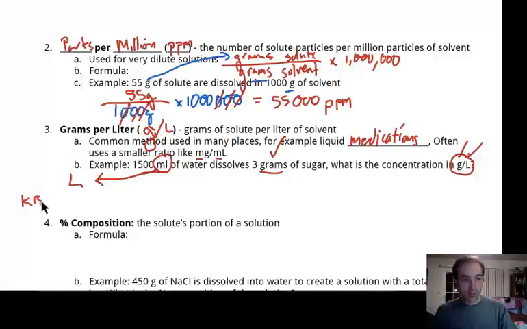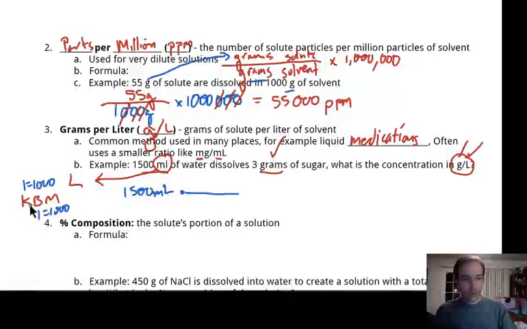So KBM, remember K stands for kilo, B stands for base unit, things like grams, liters, meters, and then M stands for milli. We also know that 1 kilo is equal to 1,000 base units, and we know 1 base unit is equal to 1,000 millis. So in this case, we have 1,500 milliliters. Okay, this is dimensional analysis, so we need at least one dot and one line. How many do we need?